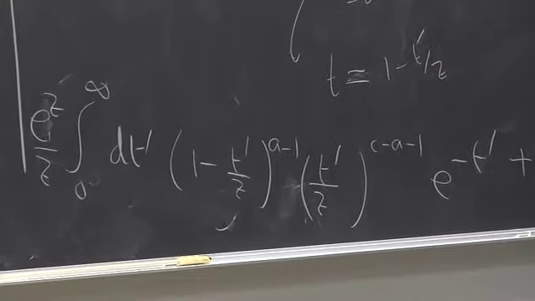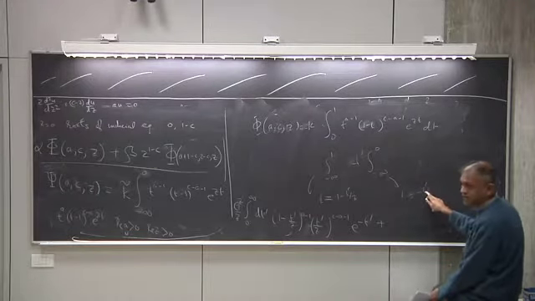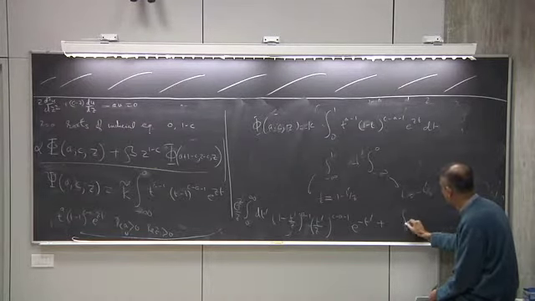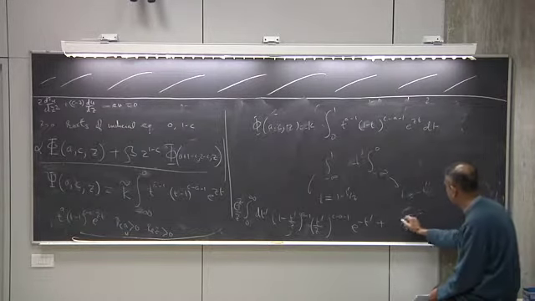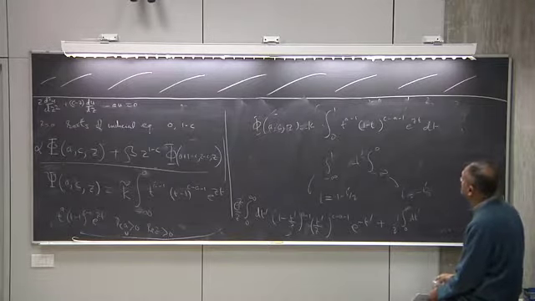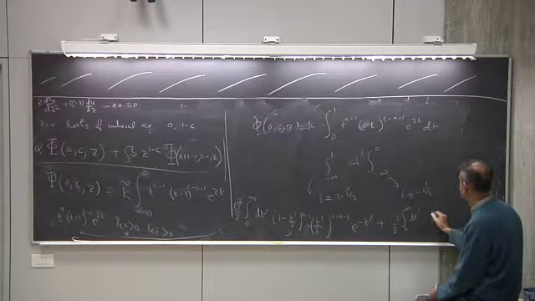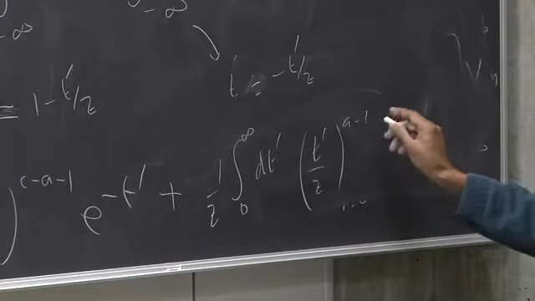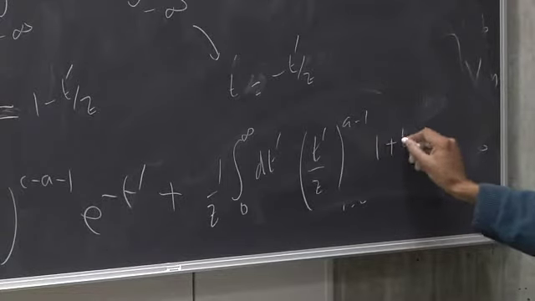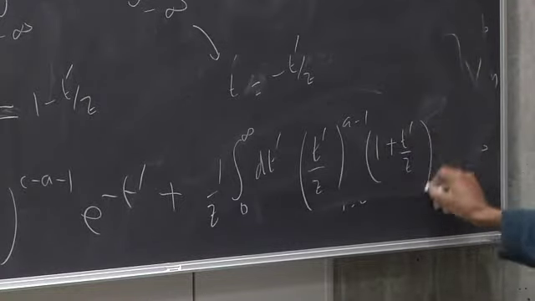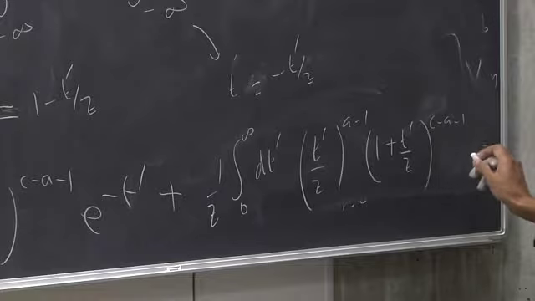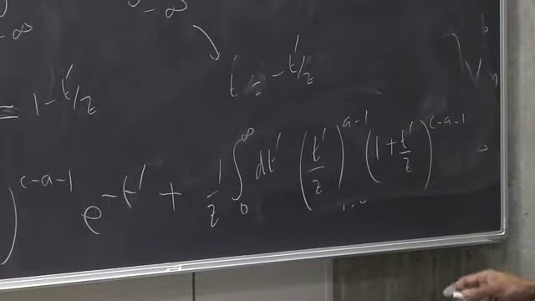So now here already when t equal to 0, t prime is 0, and when t equal to minus infinity, t prime equal to plus infinity. So this is again 0 to infinity. Again that minus sign is absorbed in the measure, and dt prime over z here. And then the rest of the stuff is simply t prime over z to the a minus 1, and 1 plus t prime over z to the c minus a minus 1. Okay? That is the result.